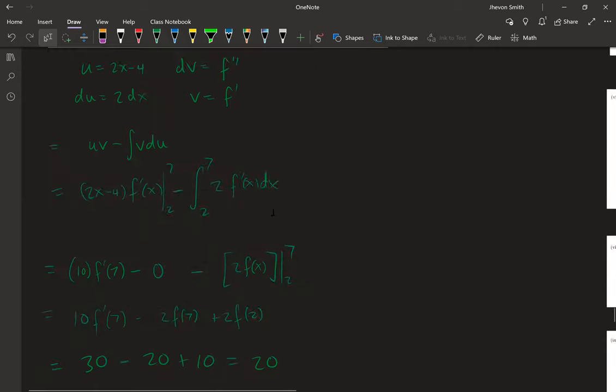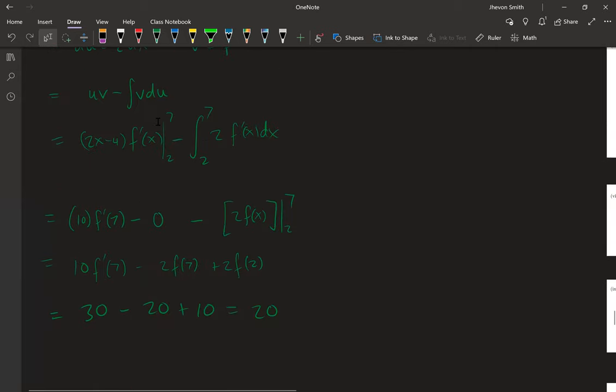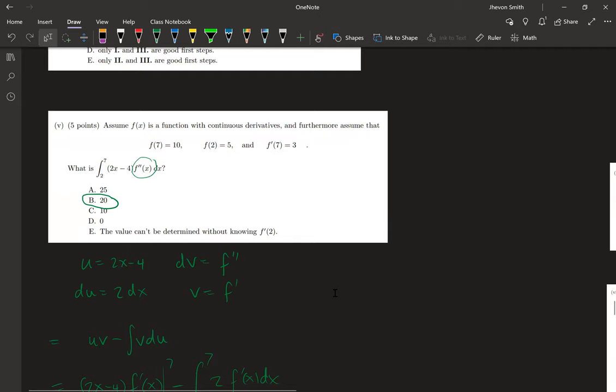All right, so some people would have gotten here and realized, oh, F prime of 2, and I'm going to need to plug in a 2. I don't have enough information. However, the trick is, by plugging in 2, you actually kill that whole term because this part is going to go to 0. So you actually didn't need to know what F prime of 2 is. We do have enough information to determine this integral, and it is 20.